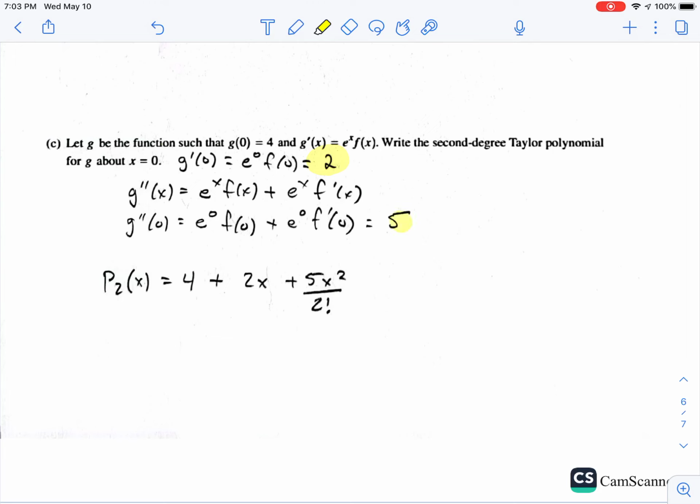And so we have our g of 0, g prime of 0, and our g double prime of 0. So our Taylor polynomial should be that.